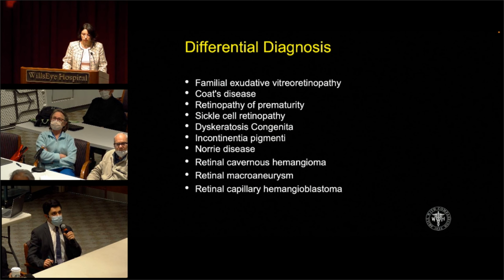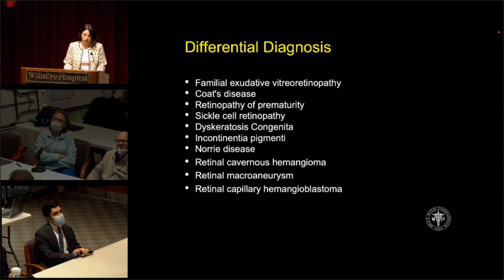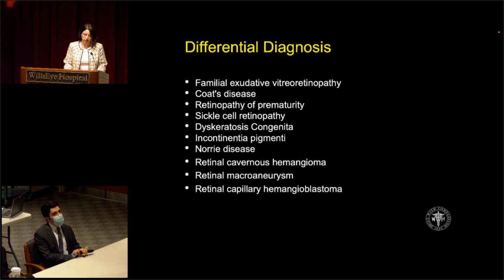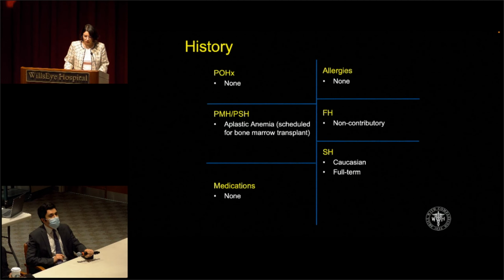So we also had the same list of differential diagnoses. Familial exudative vitreoretinopathy was high on our list, and then Coates disease. But as you said, it's rarely bilateral. Retinopathy of prematurity, sickle cell, dyskeratosis congenita, and some retinal vascular disorders like retinal cavernous hemangioma, macroaneurysm, or hemangioblastoma. So a little bit about history.